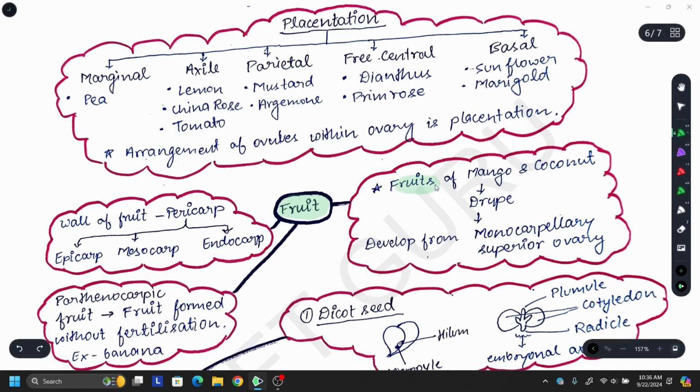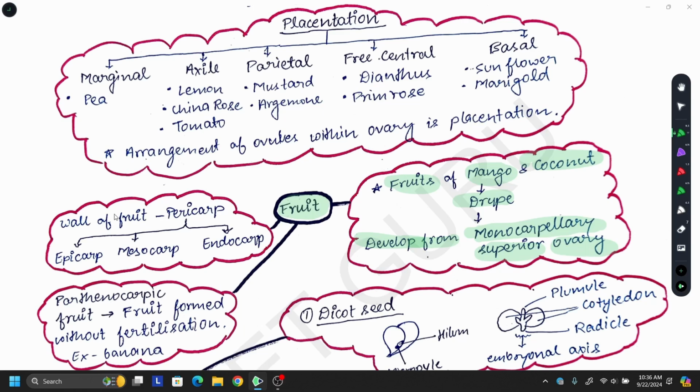For example, the fruit of mango and coconut is called a drupe. The word drupe is basically used for those fruits that develop from monocarpellary, meaning the flower that has a single carpel. That's why we call this monocarpellary. So drupe develops from a flower which has a single carpel and a superior ovary. So the fruit that develops from a monocarpellary superior ovary is called a drupe.